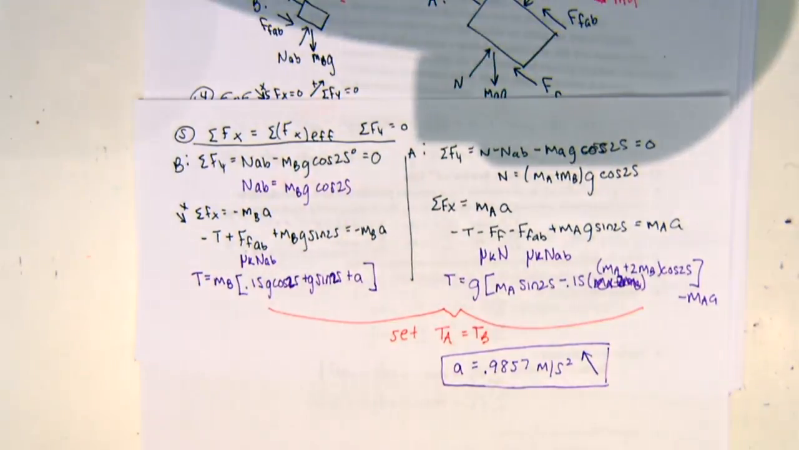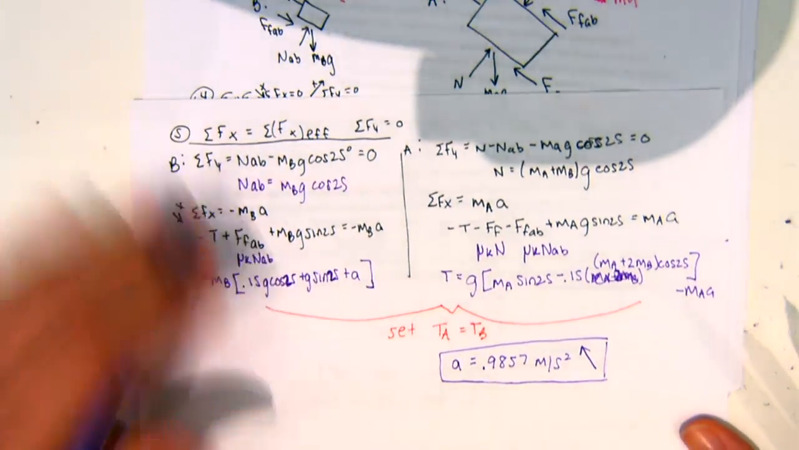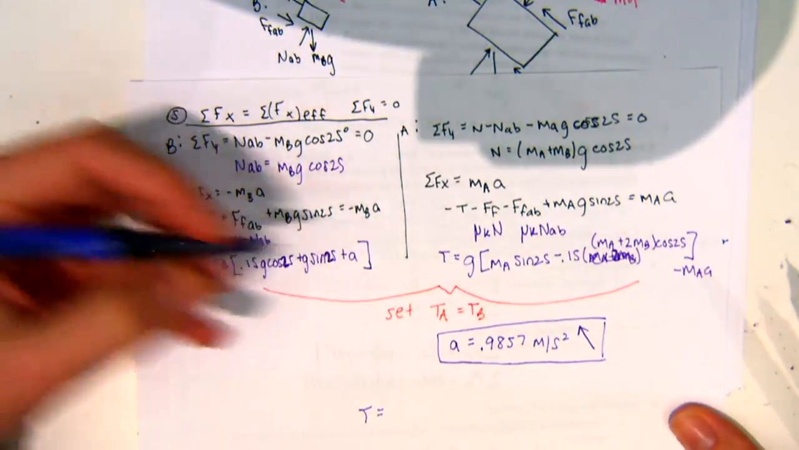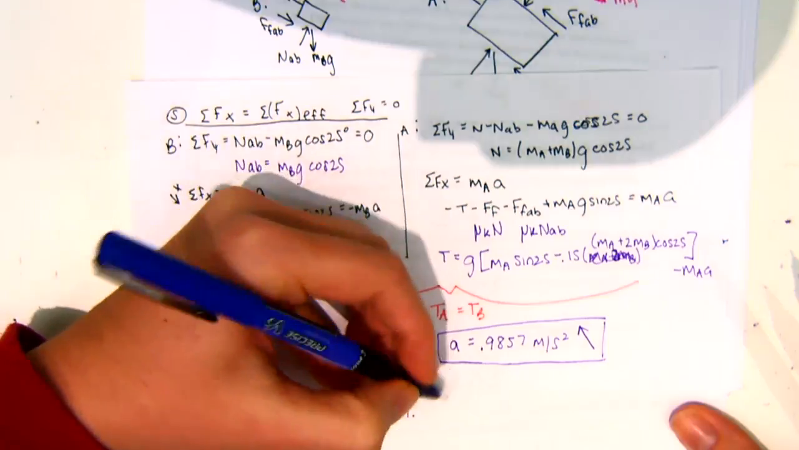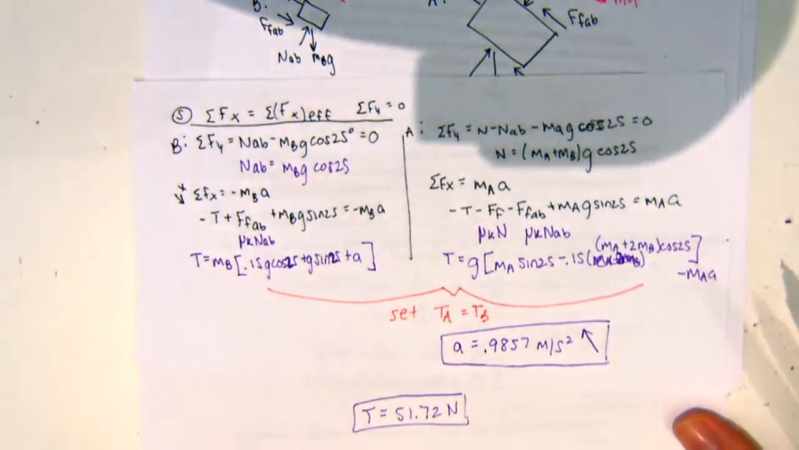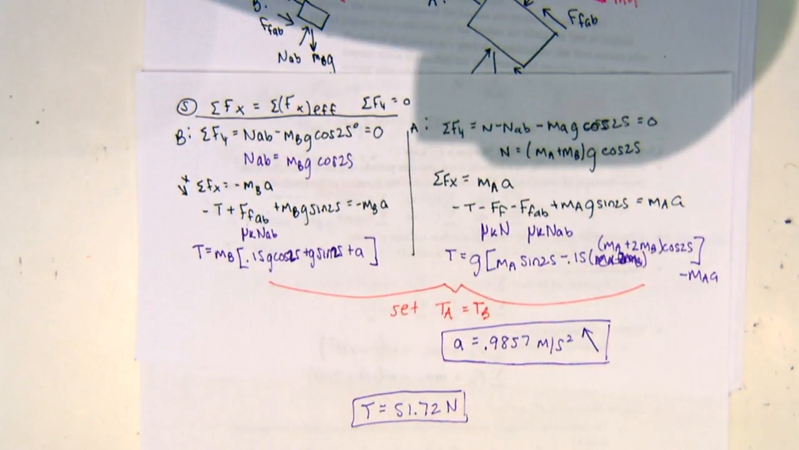And so now that we have that value, we can take it and plug it into one of the tension equations. And you get T is 51.72 newtons. Any questions about this one? Do you guys kind of see how the steps worked with it? It was kind of repetitive. Good? All right, you ready to move on? Some of you look done already.